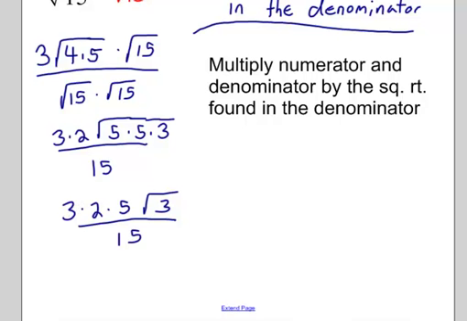Notice 3 times 5, if I clean this up a bit, 3 times 5 is 15, so those all cancel out. And my final answer is 2 square roots of 3 over 1, which I don't really have to write that 1, so it's just 2 square roots of 3.